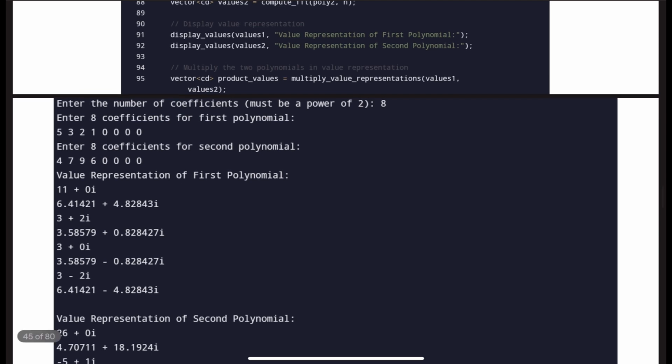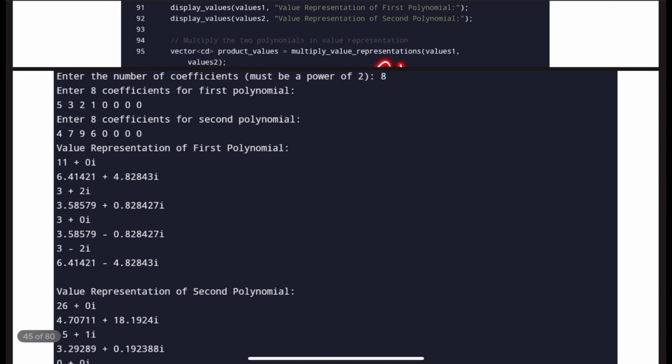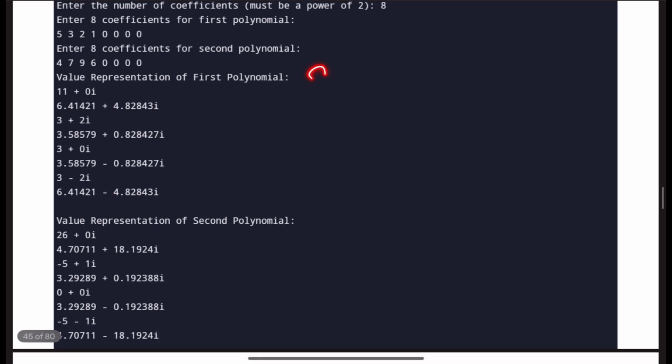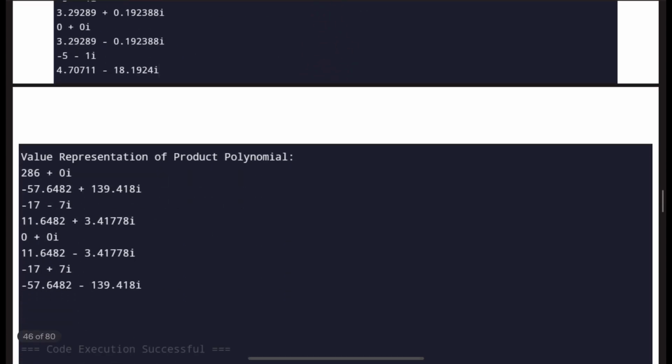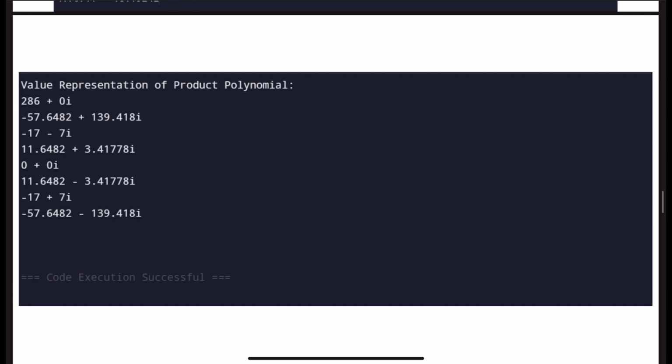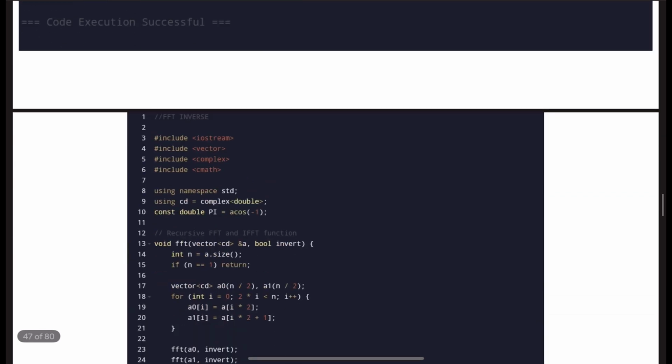So here's the output, the number of coefficients given by the user. Then here's the value representation of the first polynomial, and this is the second polynomial. And after multiplying using the formula we defined, here's the answer, the product polynomial.